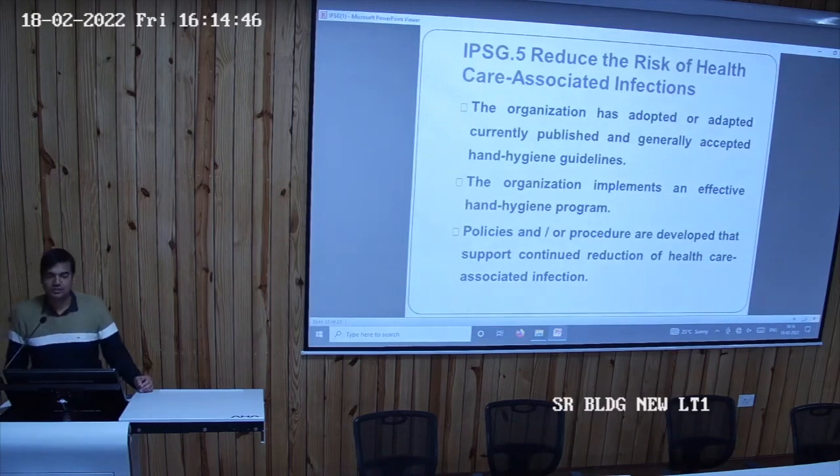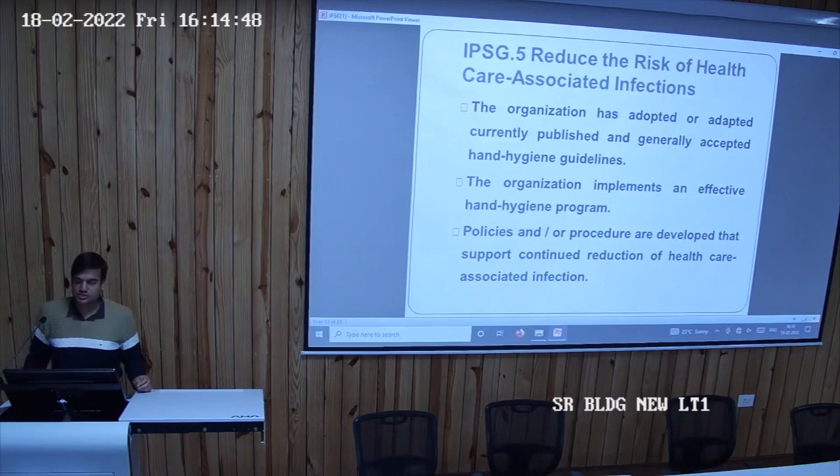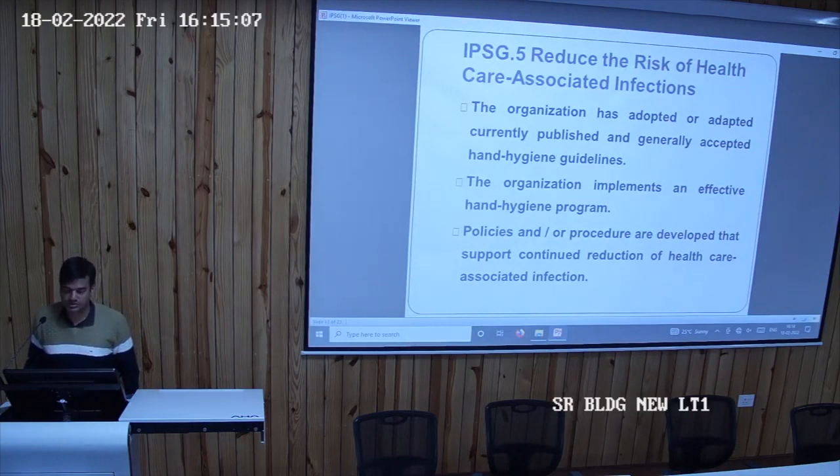Reduce the risk of healthcare associated infections. The organization has adopted or adapted currently published and generally accepted hand hygiene guidelines. Basically, there are 4 healthcare associated infections. One is catheter associated urinary tract infection. Second is ventilator associated pneumonia. Third is central line associated bloodstream infection, and the fourth one is surgical site infection. These are the class 4 healthcare associated infections.